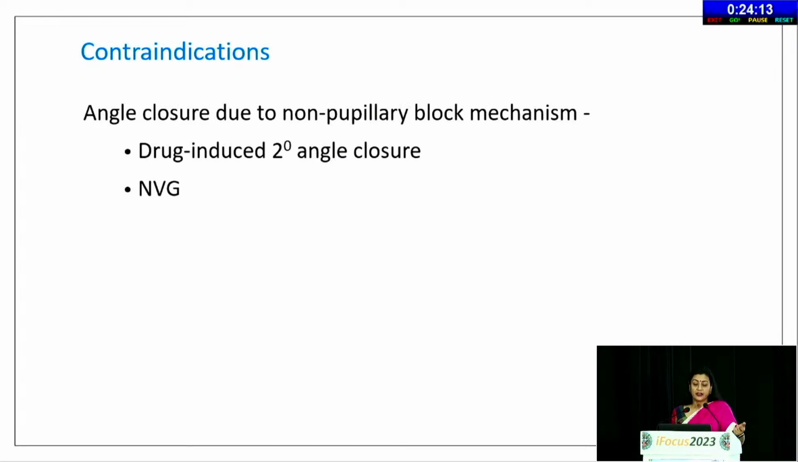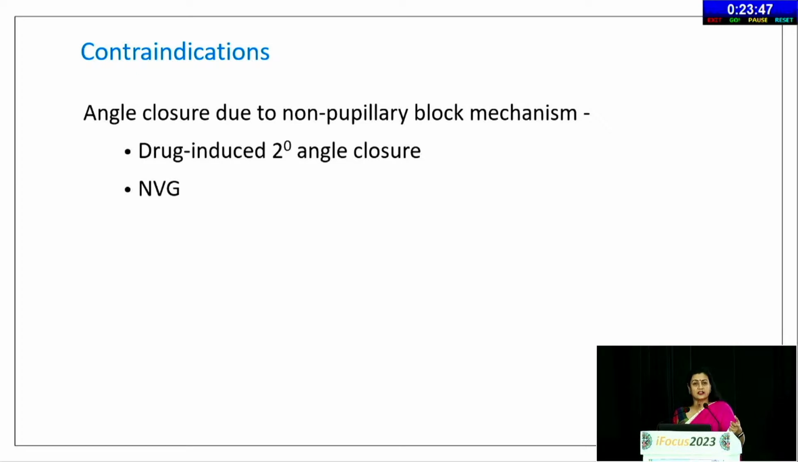Contraindications, obviously, are anywhere where there is a non-pupillary block mechanism, like drug-induced secondary angle closure, which is the most common. The drug which is known for this, which causes primary angle closure, bilateral, is topiramate, right? So there could be antipsychotics, even sulfonamide, salbutamol, and many other drugs. They cause a ciliochoroidal effusion and thereby cause angle closure.